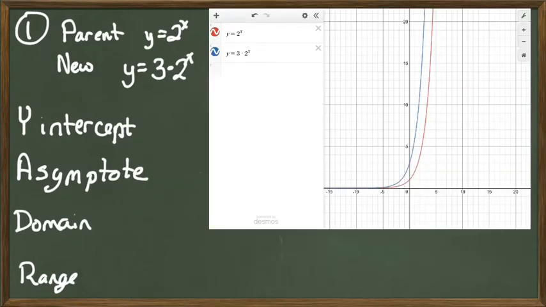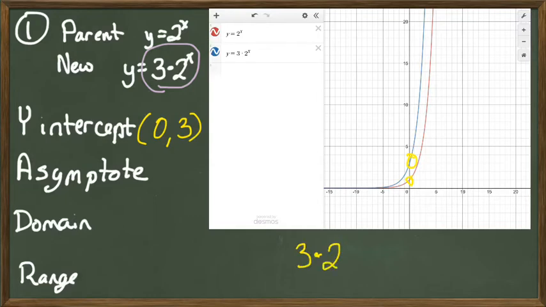Now let's look at what is happening with that transformation. I'm just using Desmos to graph these two. The blue is the new. And so when we look at this, it looks pretty much the same, except it looks like someone pulled up on that blue. And instead of it going through 0, 1, it's going through 0, 3. And if you have trouble seeing that in the calculator, just remember that you can always do 3 times 2 to the 0 power. And so it's going to be 3 times 1, which is 3. The asymptote, what line does it look like it's not going below? Well, the asymptote doesn't look like it changed. And so the asymptote is y equals 0.